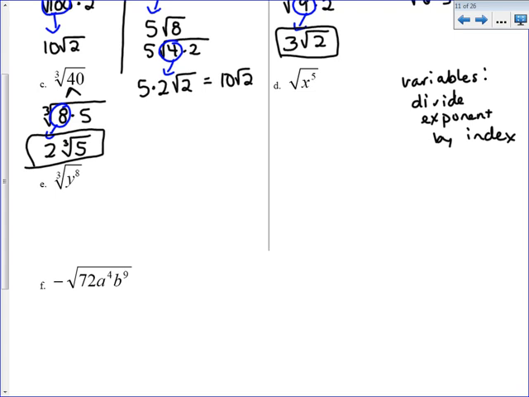It has nothing to do with your table of perfects. It has nothing to do with your yellow cards. It's straight division. I could give you any index with a variable and expect you to simplify it. It all has to do with division. Well, what is the index on my square root? 2. And every other time we were able to just take the exponent and divide it by the index, but 5 doesn't evenly divide by 2.